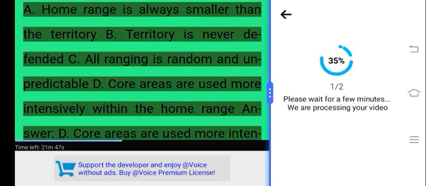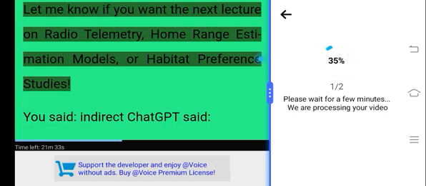Explanation: Core areas represent frequent use zones, often including feeding or nesting sites. Let me know if you want the next lecture on radio telemetry, home range estimation models, or habitat preference studies.